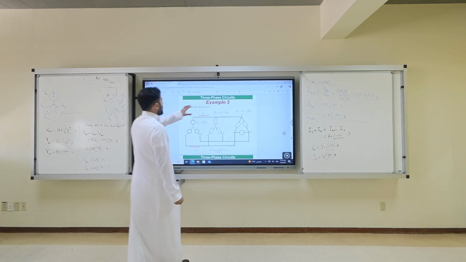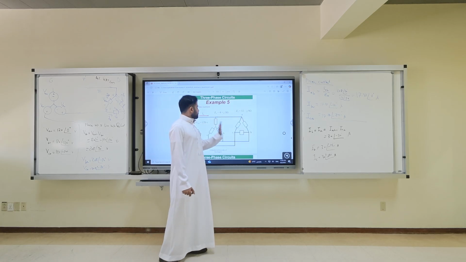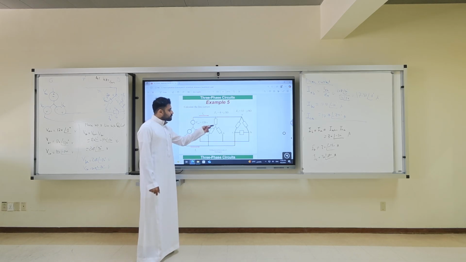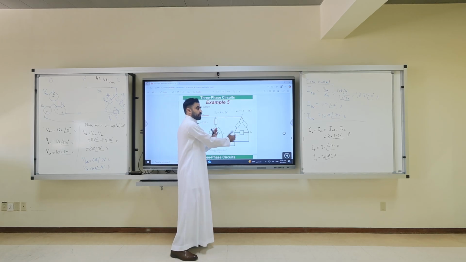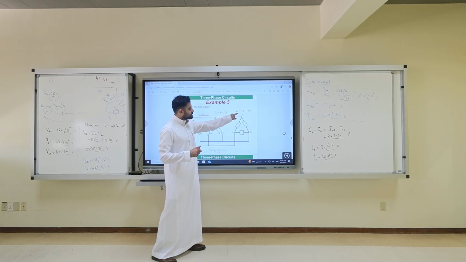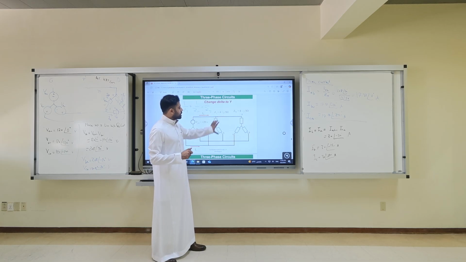Now, in example 5, we have a source. We have load 1, load 2. This one is Y, this one is delta. The first step is we cannot mix Y and delta loads together because my goal is to find Z equivalent or Z Thevenin. So the first step is to convert Z2 delta to Z2 Y by dividing it by 3. So this will be 4 plus j3.